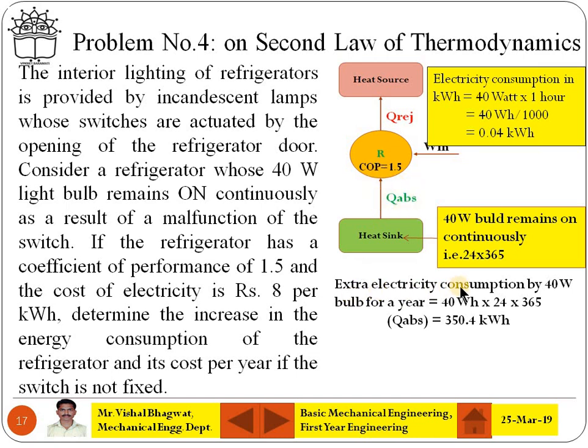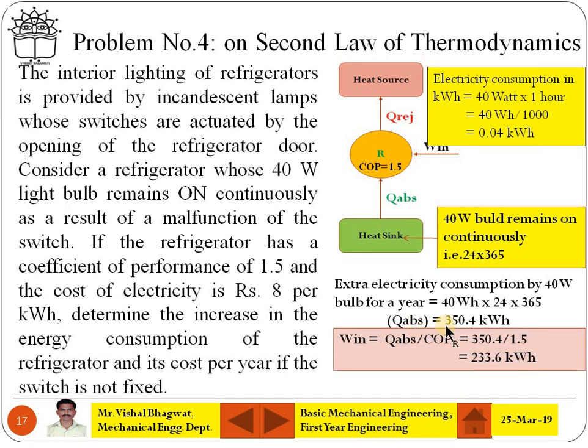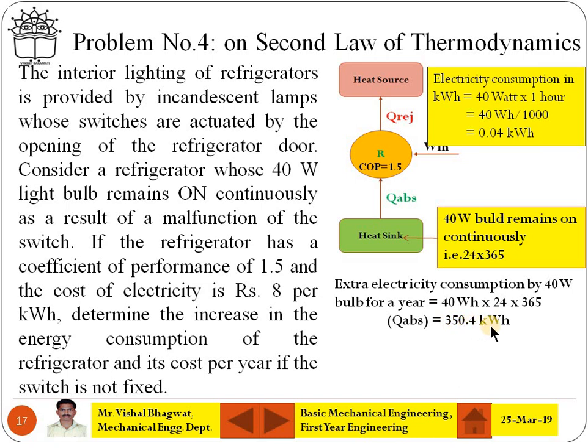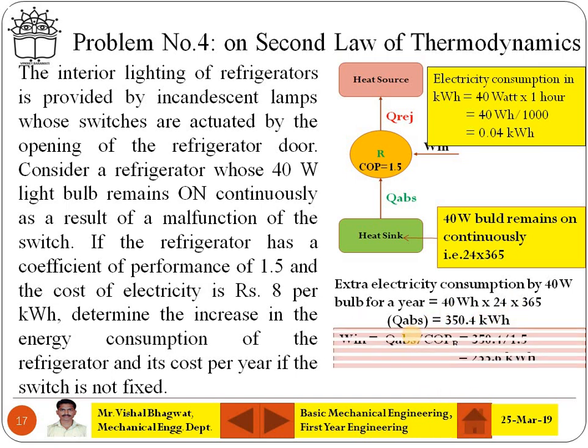So the extra electricity consumption that we are calculating is nothing but the amount of heat absorbed by the refrigerator. So that is 350.4 kilowatt hour. You multiply 40 into 24 into 365 and then divide by 1000, so you get 350.4 kilowatt hour. So that is nothing but the electricity consumption, Q absorption. So you know the Q absorption. Now you can calculate the extra energy consumed by electricity based on the Q absorption.